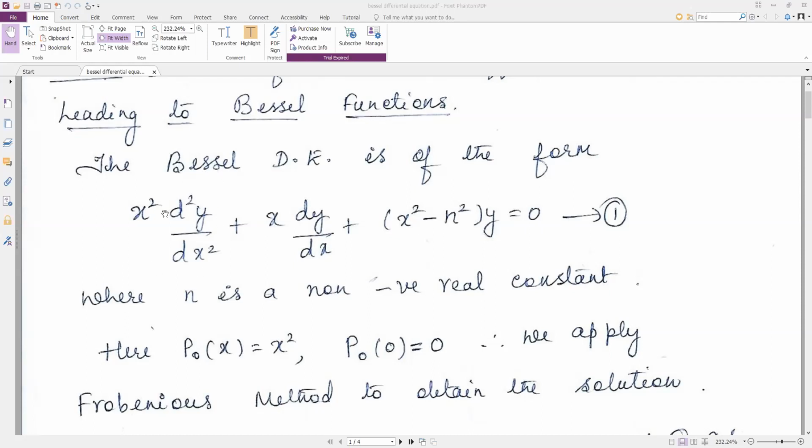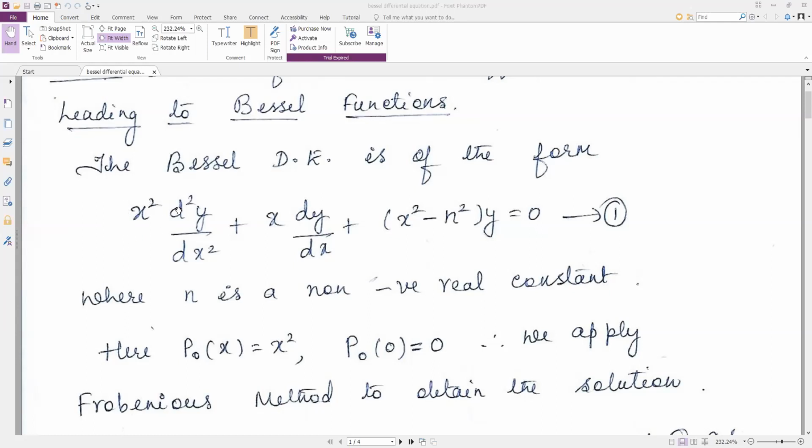You have seen the same thing in the Legendre differential equation also. See, d square y by dx square, dy by dx and y. So these three are the common terms, correct? In the Legendre differential equation also you had this term as well as this term. Only the coefficients are different, correct? In Legendre we had 1 minus x square, but in Bessel you will be having x square. So mark the difference here.